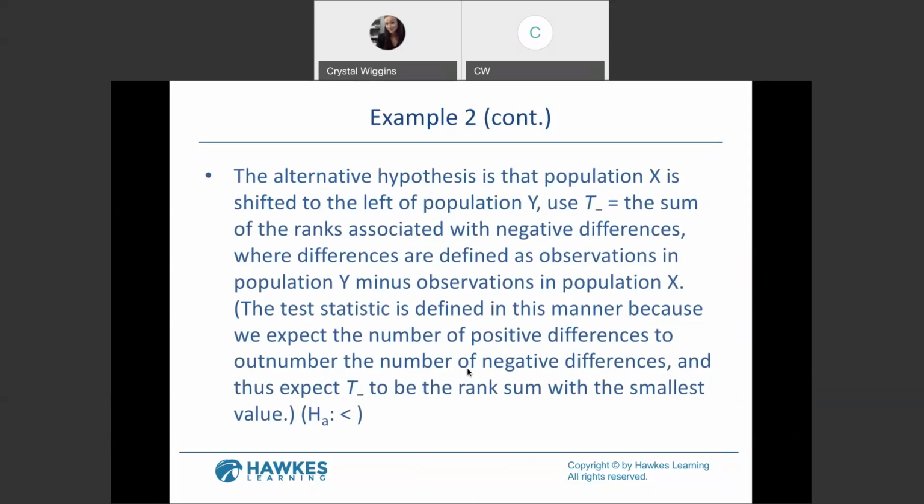The alternative hypothesis is the population X is shifted to the left of Y. Use the negative sum of ranks associated with negative differences, where differences are defined as observations in population Y minus X. The test statistic is defined in this manner because, again, we expect the number of positive differences to outnumber the number of negative ones, and therefore making the negative sum the smaller one. So left-tailed test pointing to the negative side of the number line, use the negative test statistic, and the right-tailed test, use the positive sum for your test statistic, and your two-tailed test, you use whichever is smaller.